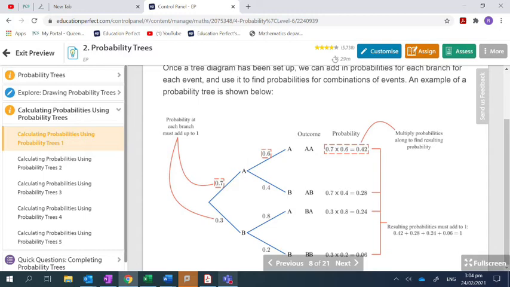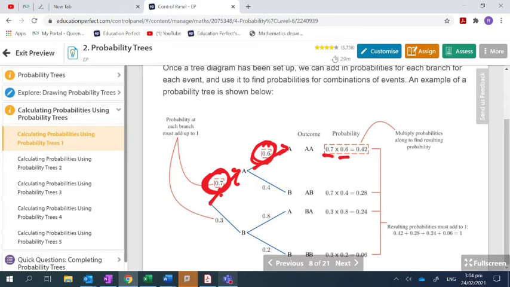So if you look at their example here, they want to go from A to another A. This one is 0.7. This one is 0.6. So multiplying those together, 0.42 is the probability. And notice that they have different probabilities on them. This first one was an A, but it was 0.7. The second one was an A, but it was only 0.6. They don't have to match. You're going to get the probabilities from the problems.